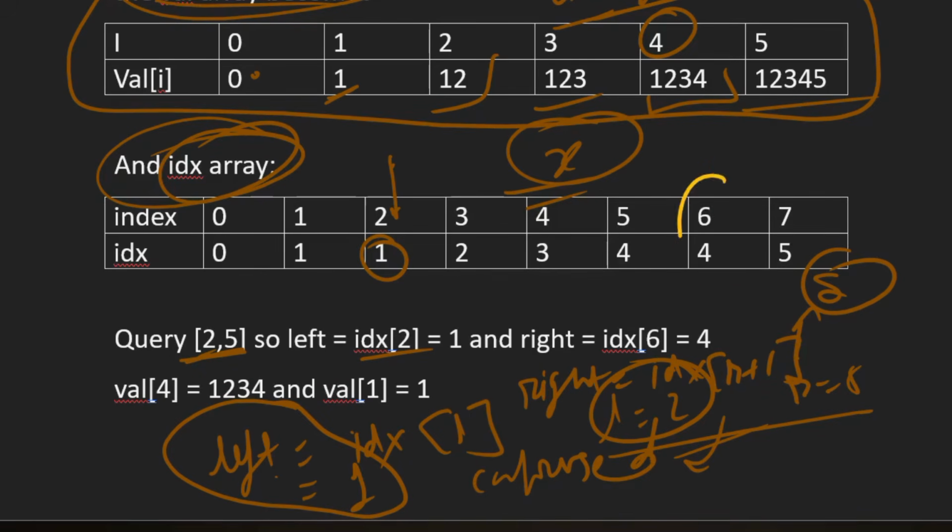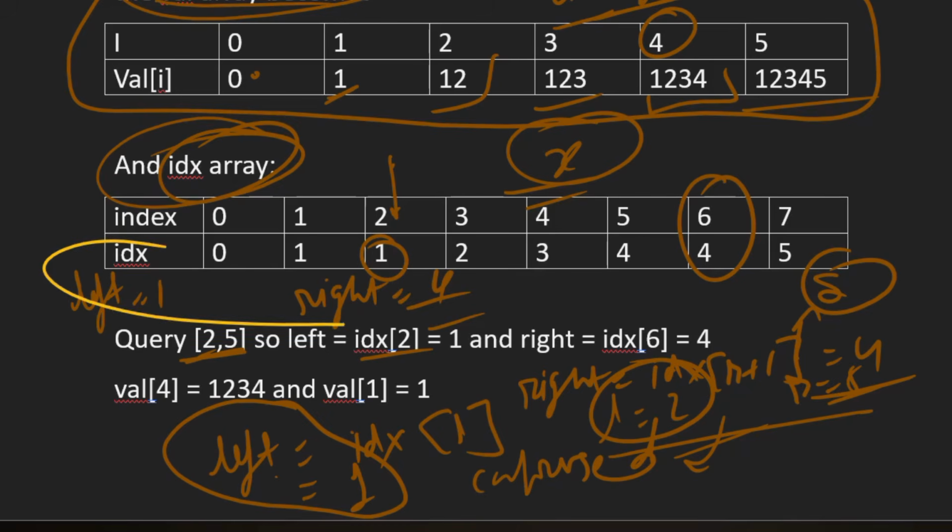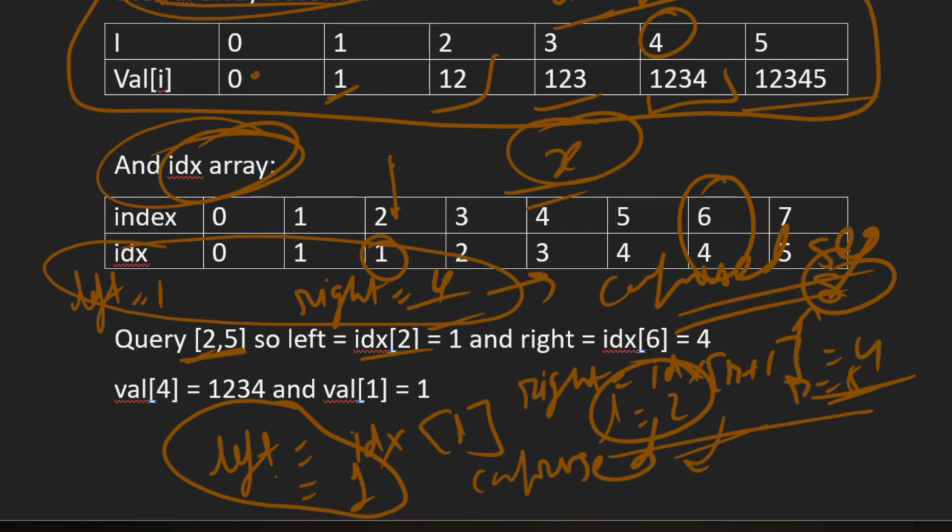So here index of 6 stores 4, so our right will become 4, right? That means now we get left is equal to 1 and right is equal to 4. These are the indexes in our compressed sequence. So now we need to find the number.